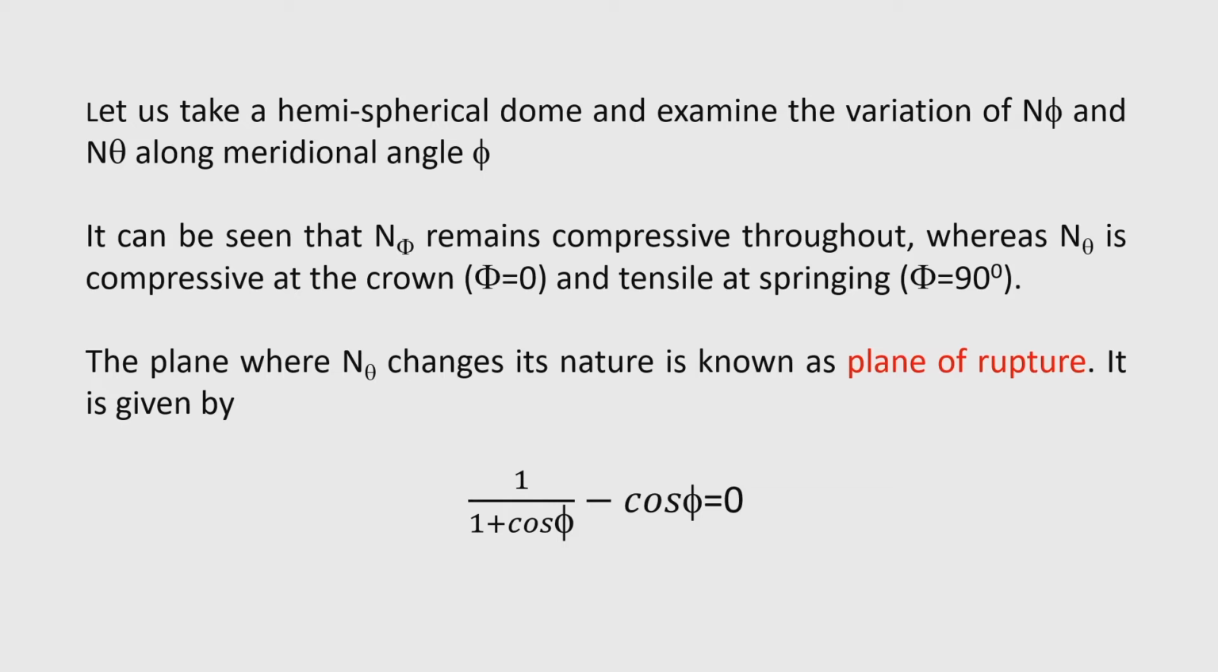The plane where n theta changes its nature or sign is known as the plane of rupture. We generally intend to avoid tensile force in the concrete structure. So, if we know the plane of rupture, we can limit our dimension in such a way that phi does not exceed a certain critical value, so that tension is not developed in the shell surface. Okay.